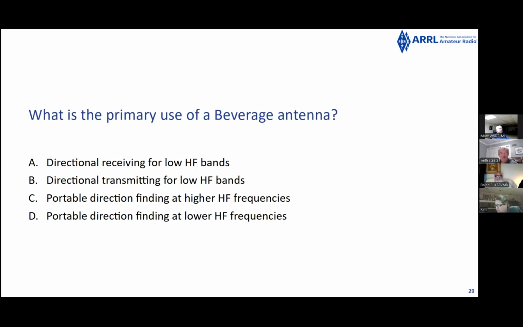What is the primary use of a beverage antenna? Directional receiving for low HF bands, directional transmitting for low HF bands, portable direction finding at higher HF frequencies, portable direction finding at lower HF frequencies. Yeah, it ain't portable, so I don't think that's one of those answers. A, I think. Directional receiving for low HF bands.